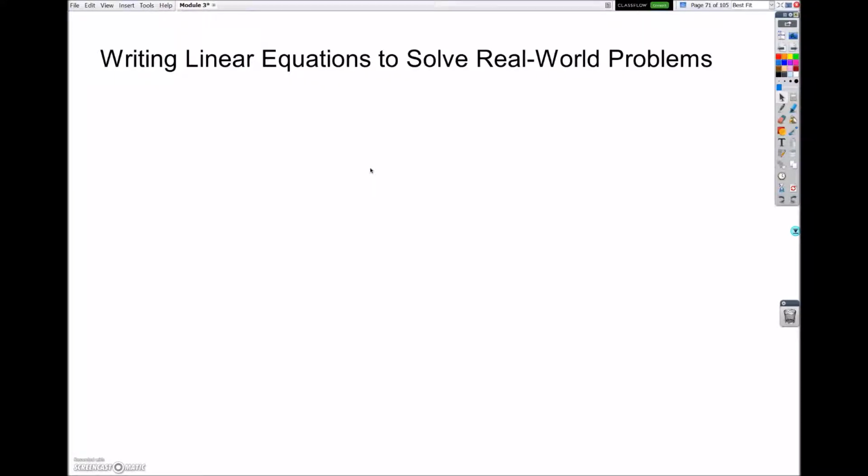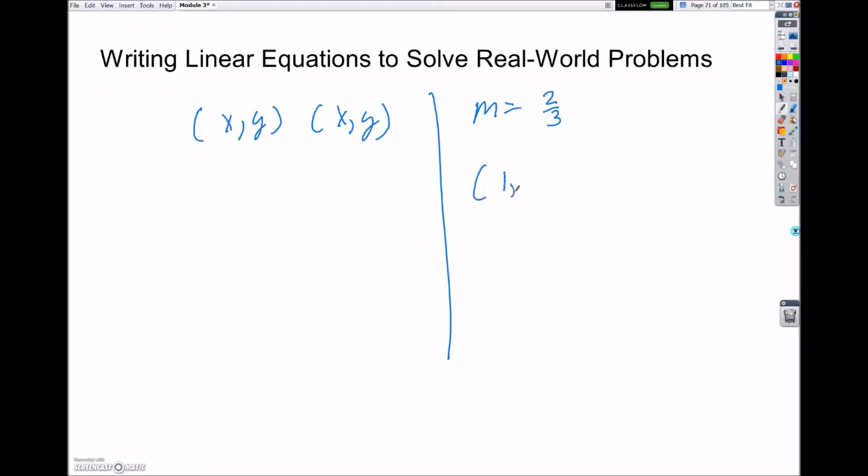Hey guys, today what we're going to be doing is looking at how to write a linear equation to solve real-world problems. Up until this point, I've given you a few examples on how to write linear equations. The first one is when we had two points, like an x comma y and another x comma y, and I said find the slope and find the b value. The other one, I gave you the slope, like 2/3, and a point like 1 comma 4, and I said find the equation.